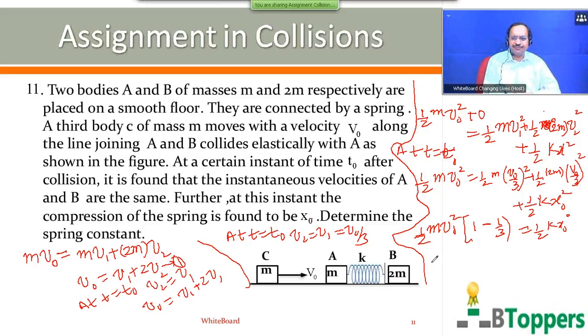So you can solve for K here. K you will get 2 by 3 mv naught square by x naught square. Better check up your calculation, because on simplification sometimes the teachers may also go wrong, but we'll teach you the correct method always.